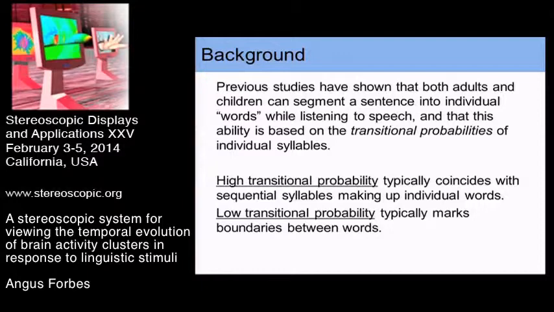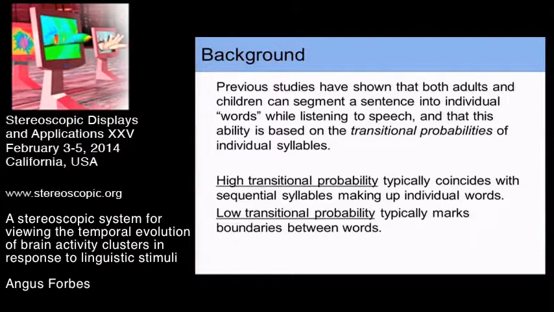So the study is pretty interesting, and I thought I'd just briefly describe it to you. Previous studies have shown that both adults and children can segment a sentence into individual words while listening to speech. And so the idea there is that as I'm speaking, there's actually not a pause between every word. If you looked at an audio signal, you wouldn't see any pauses between words. And yet, as English speakers, it's very easy for us, even when someone's talking quickly, to distinguish where a word ends and a word begins, and to not get confused by syllables that are part of the same word.